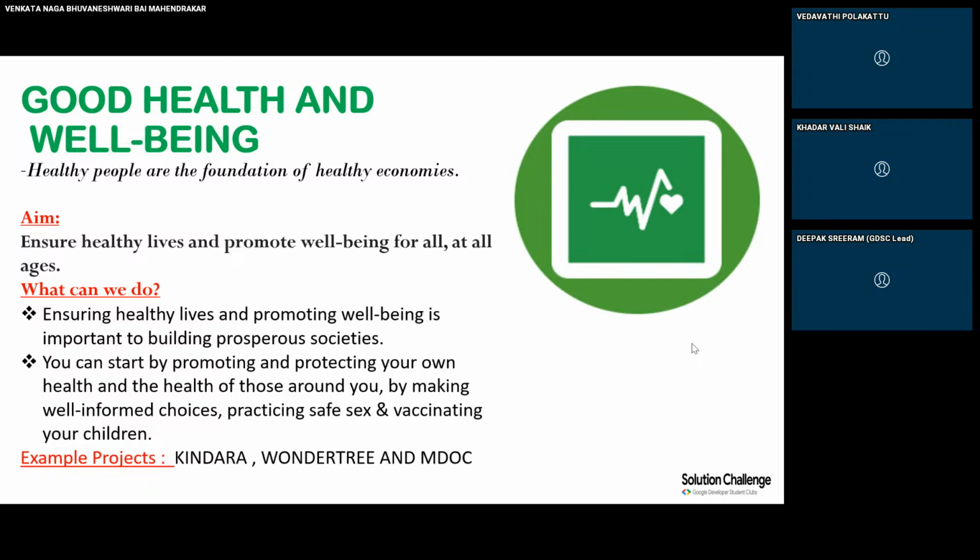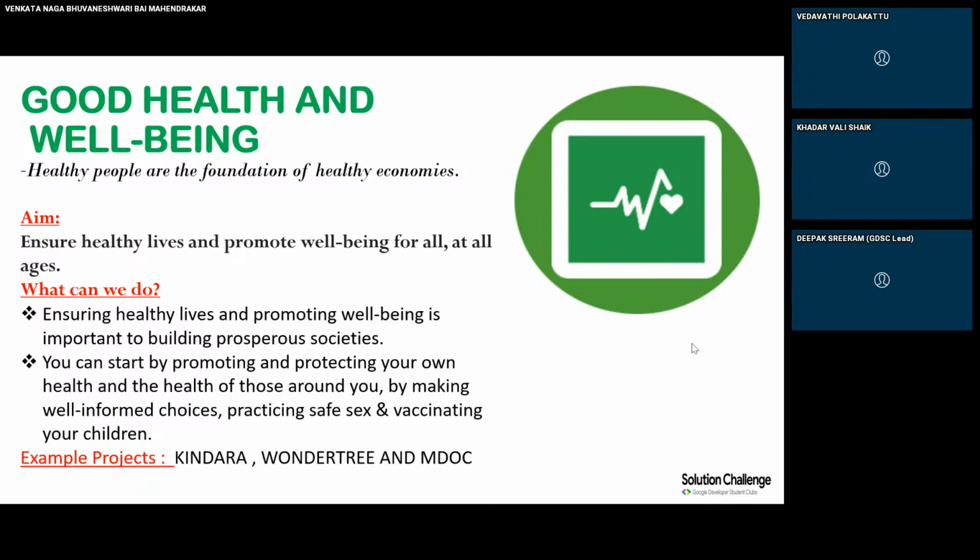As the slide says, the main aim of this is to ensure healthy lives and promote well-being for all at all ages. It's not about small ages, it's not only about old people, it's about a person who can have access to information about their body, what type of diseases he or she has, and everything. With that information, we can develop an application that explains their particular health. We can make an application, right?